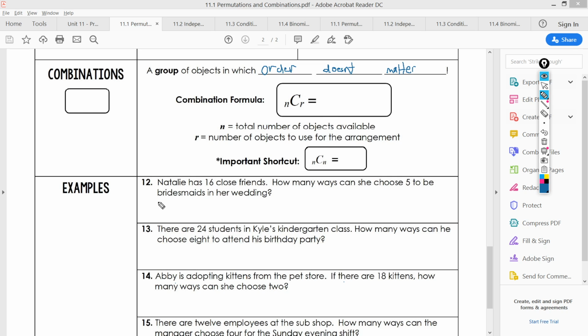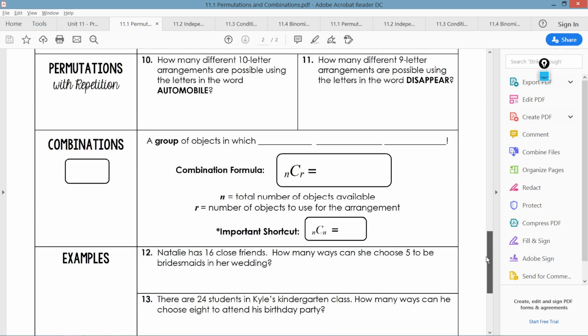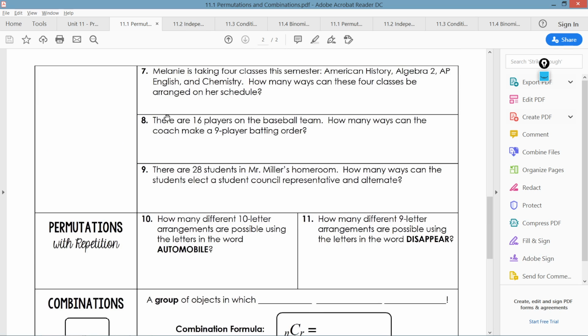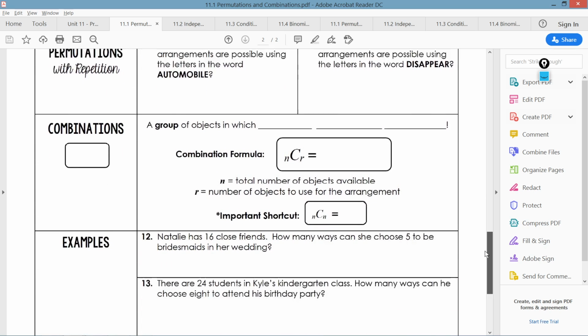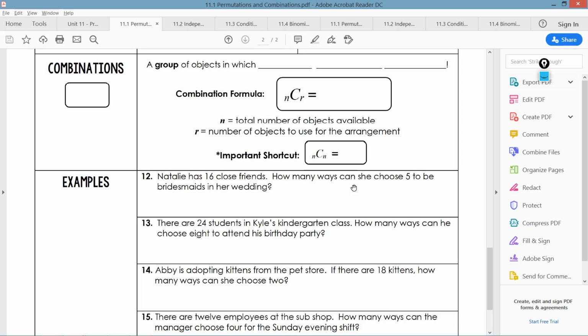what if I have, this first example is good. Natalie has 16 close friends. How many ways can she choose 5 to be bridesmaids in her wedding? That might sound a lot like the previous question with permutations, right? I said there are 16 players on a baseball team. How many ways can the coach make a 9-player batting order? Don't those sound like the same kind of question?